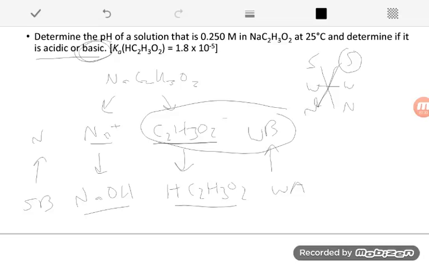So first step done, we've determined if it's acidic or basic. Now that we've figured out that this is the basic component, we're really going to ignore the sodium for the rest of the time. It's neutral. It's not doing anything. It's not going to affect the pH, so we don't have to care about that guy. So from now on, we're just going to focus on this C2H3O2 minus piece.